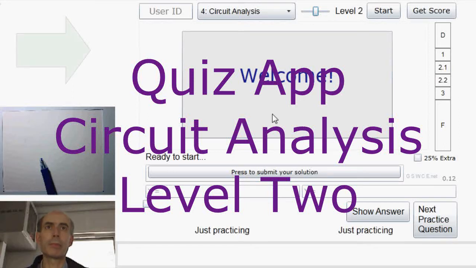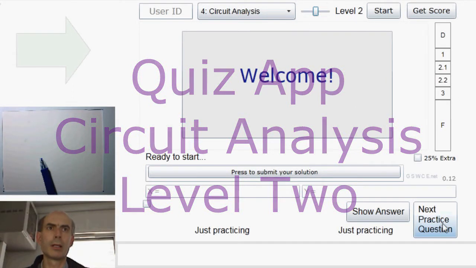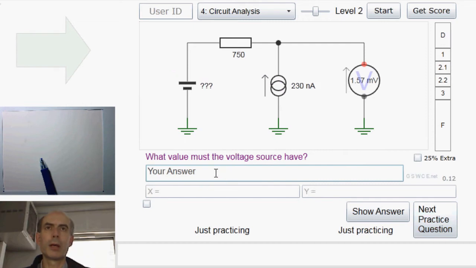Hello, this time circuit analysis level 2. First question, what value must the voltage source have?